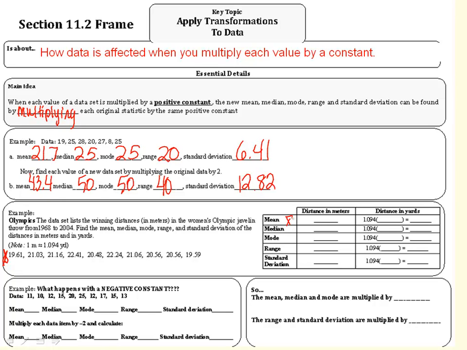You'll find that your mean is 20.87. Your median is 20.795. Your mode is 20.56. Your range is 2.82. And then your standard deviation, or sigma, is 89 hundredths. Okay? So to calculate this distance in yards, all you're going to do is multiply each of these values by our factor. So I'm going to multiply them all.